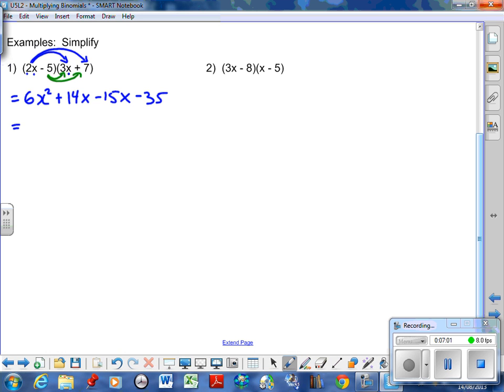Final step is to collect like terms. So your like terms are in the middle. So you end up with 6x squared. 14 take away 15 is negative 1x minus 35.